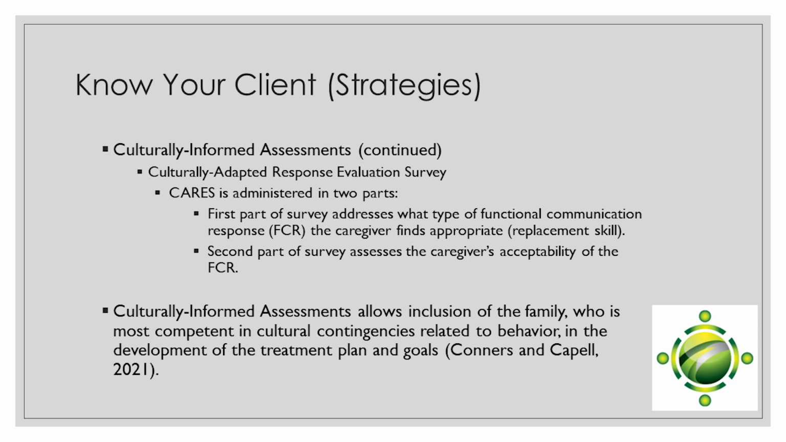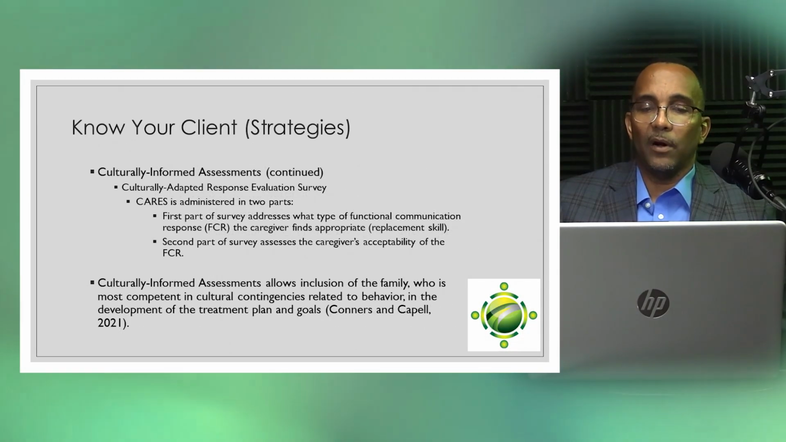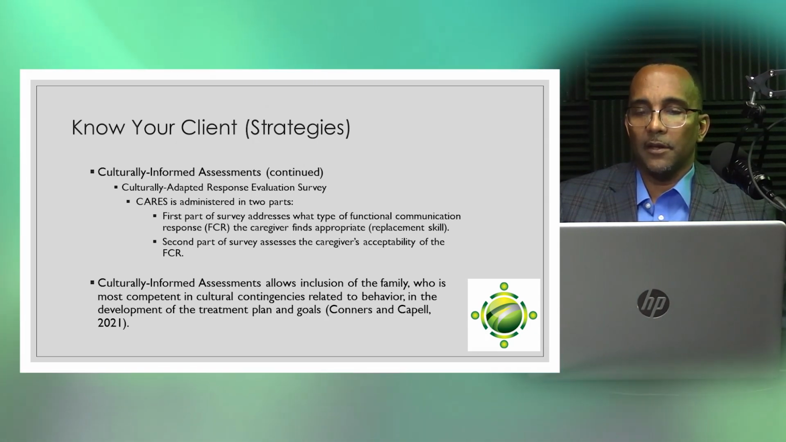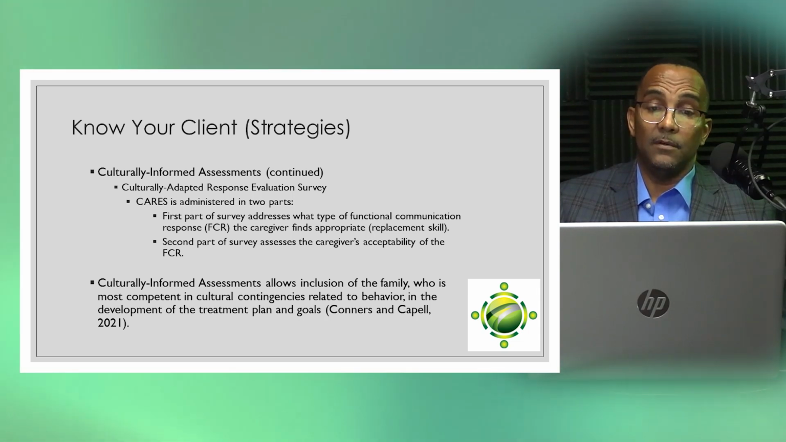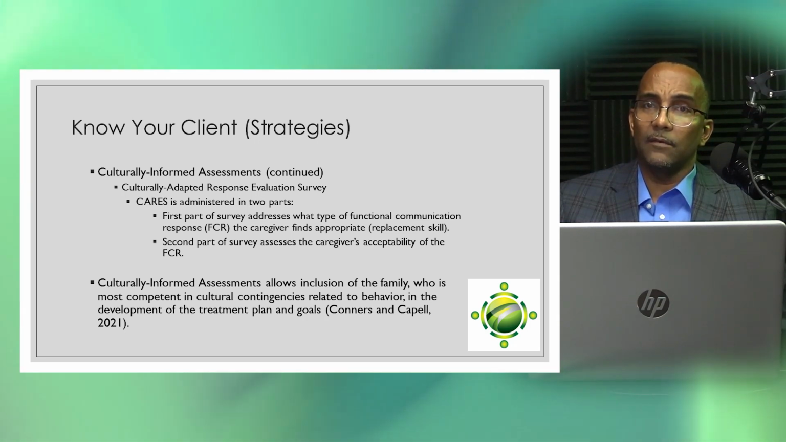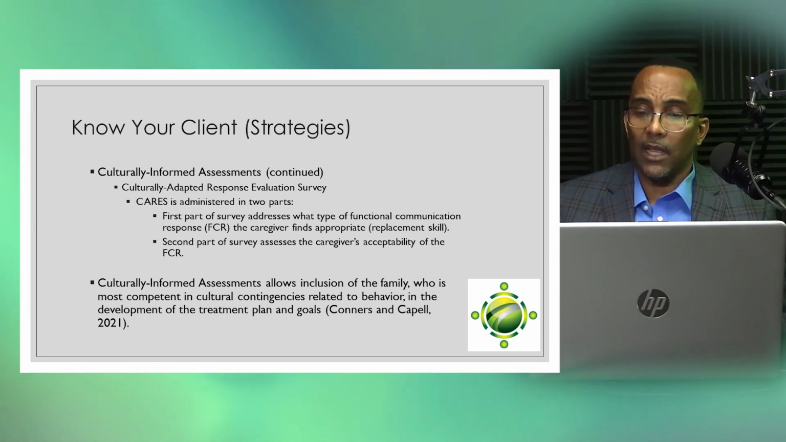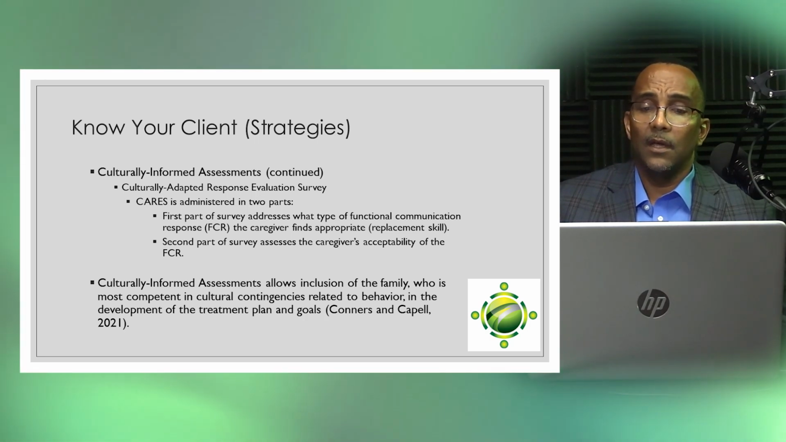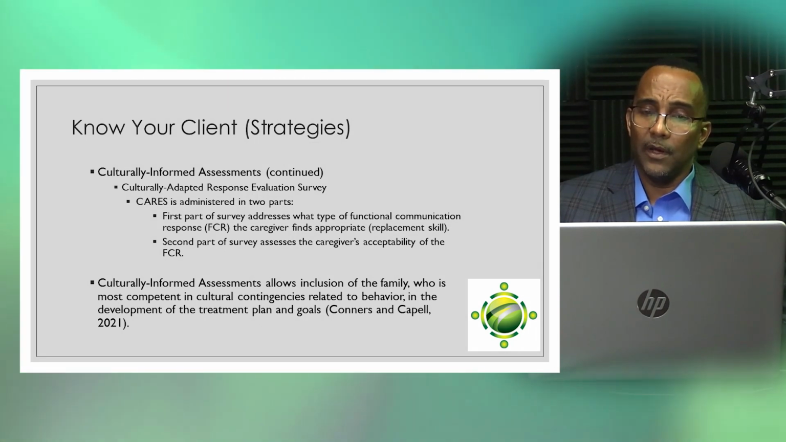So the culturally adapted response evaluation survey is administered in two parts. First part of the survey addresses what type of functional communication response the caregiver finds appropriate, or the replacement skill. And the second part of the survey assesses the caregiver's acceptability of the functional communication response. So, we're talking about in the second bullet here, does the caregiver, based on their cultural values, have respect for, or accept, the recommended intervention here, which is very important.